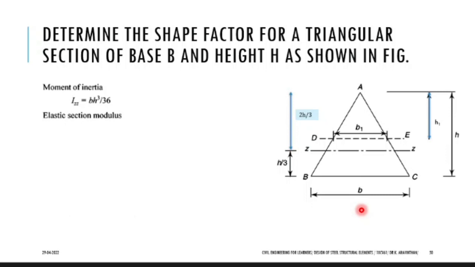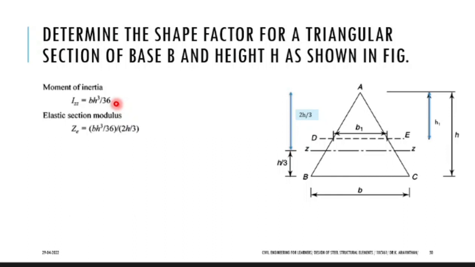Okay. Now, what is the moment of inertia formula for a triangle section? BH cube by 36. For a rectangle section, BD cube by 12. For a circle section, pi d power 4 by 64. These 3 sections, as a civil engineer you should know, these 3 are the basic shapes. If you know the moment of inertia, it is easy for the rest of the things. Now you can find ZE. ZE equal to I by Y.